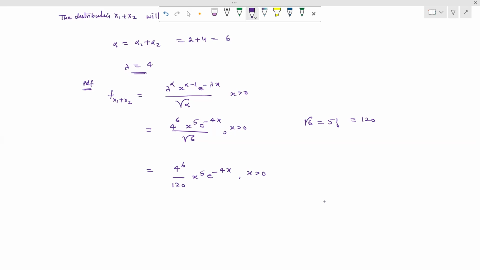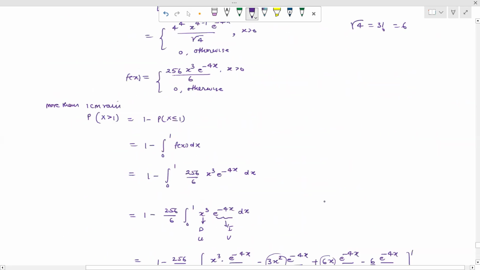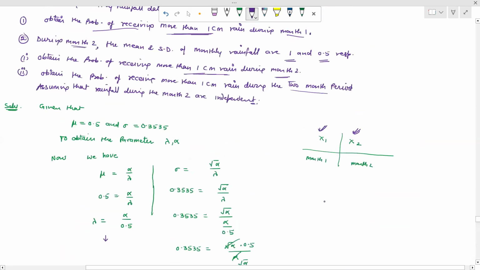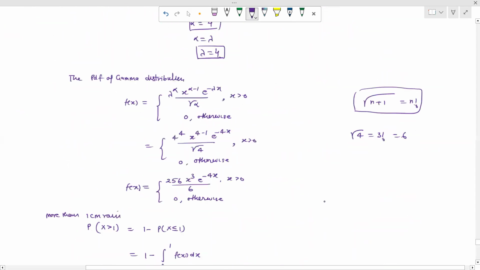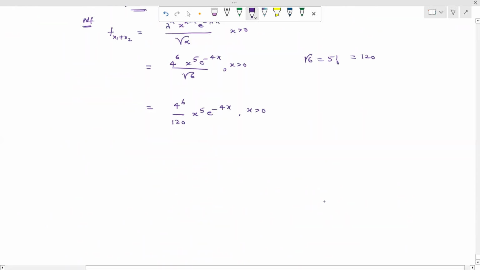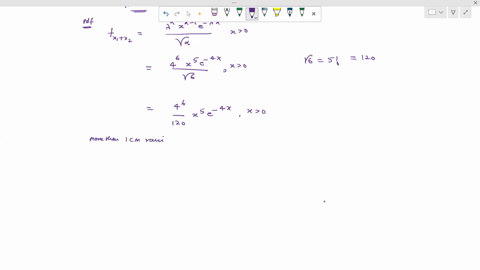So now again we calculate the more than 1 centimeter rain. Our question is, assuming the rainfall are independent, receiving more than 1 centimeter rain. So we write down probability x1 plus x2 greater than 1. That is equal to 1 minus probability of x1 plus x2 less than or equal to 1.